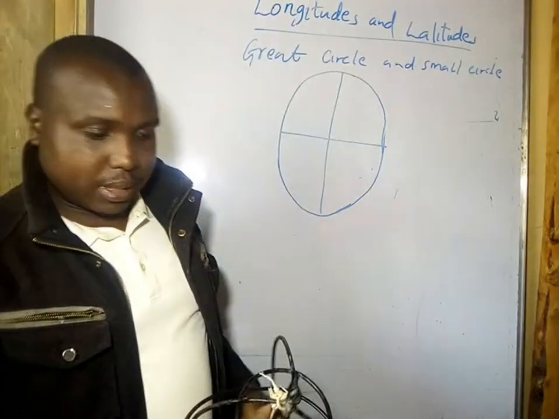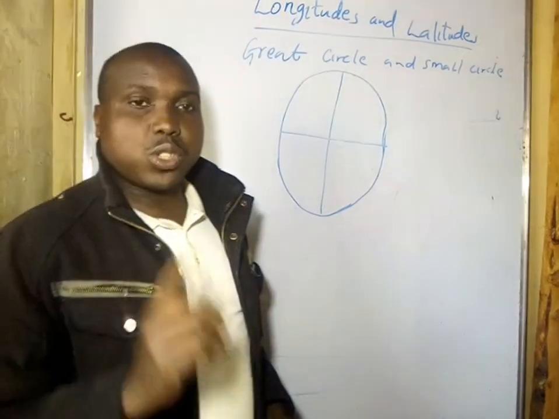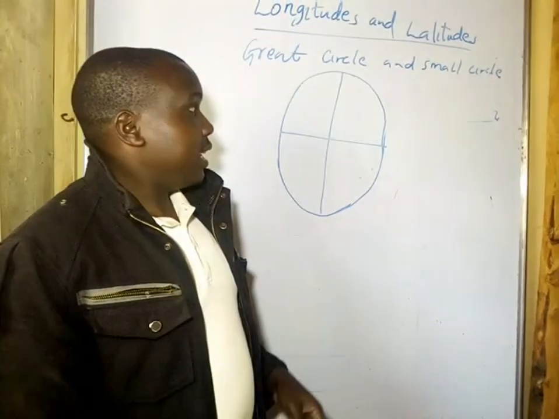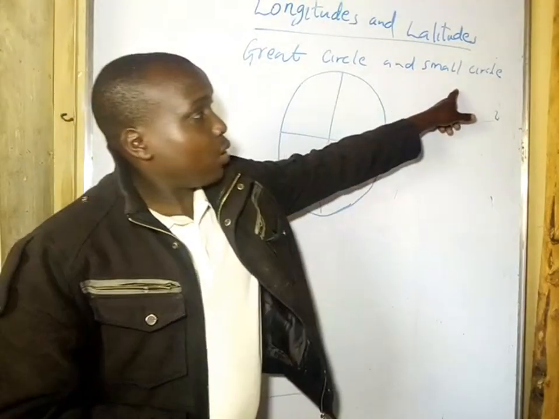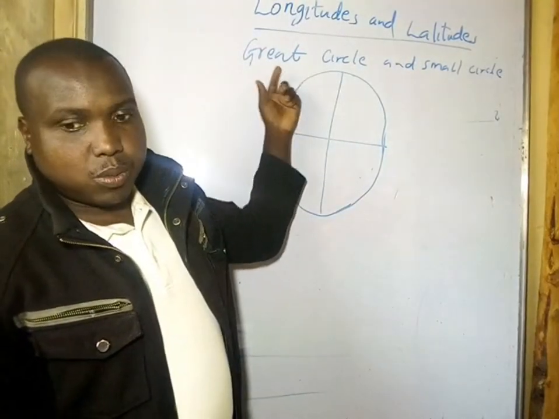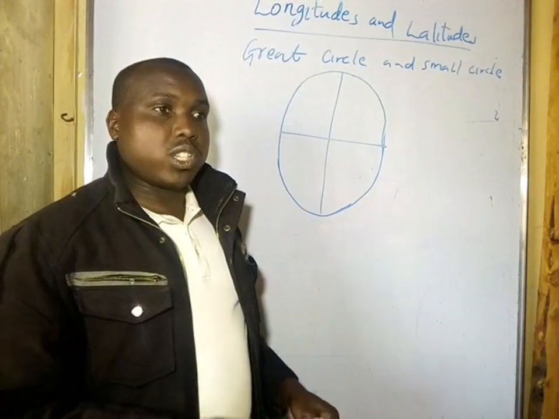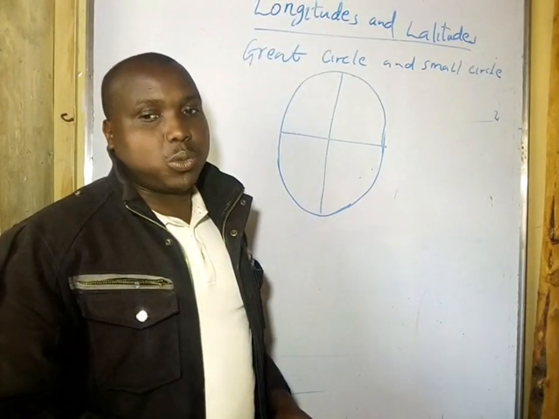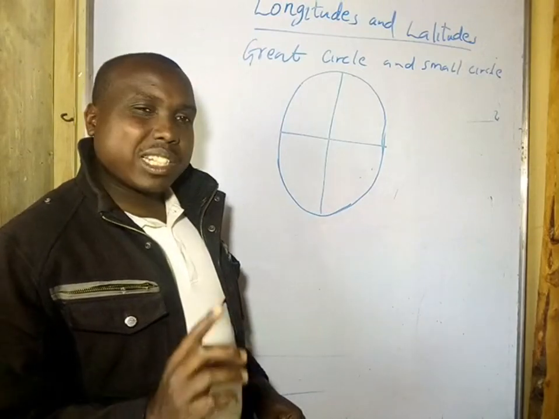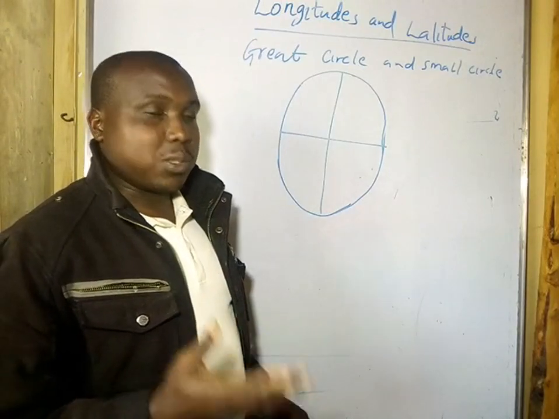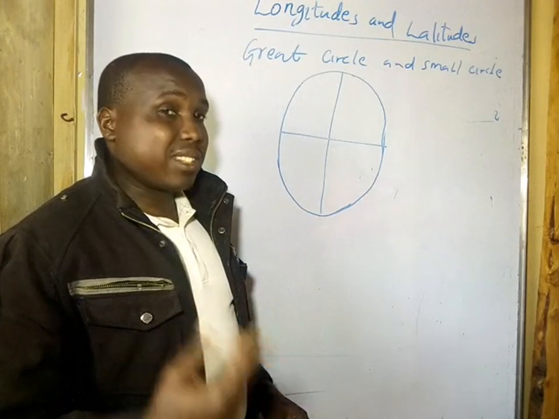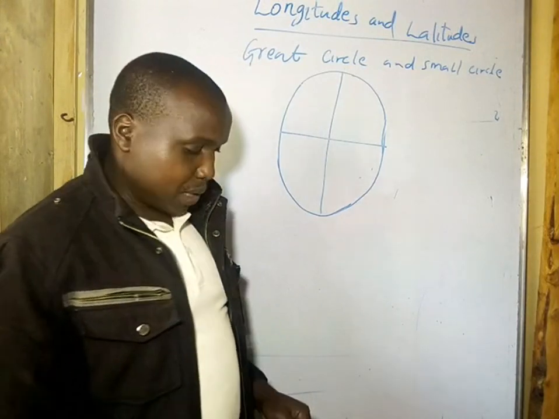Longitudes and latitudes. The first thing we need to know is the difference between a small circle and a great circle. Once you know that, that is where many people have a problem. So we want to know what is the difference between a great circle and a small circle. Once we identify that, everything is going to be clear.